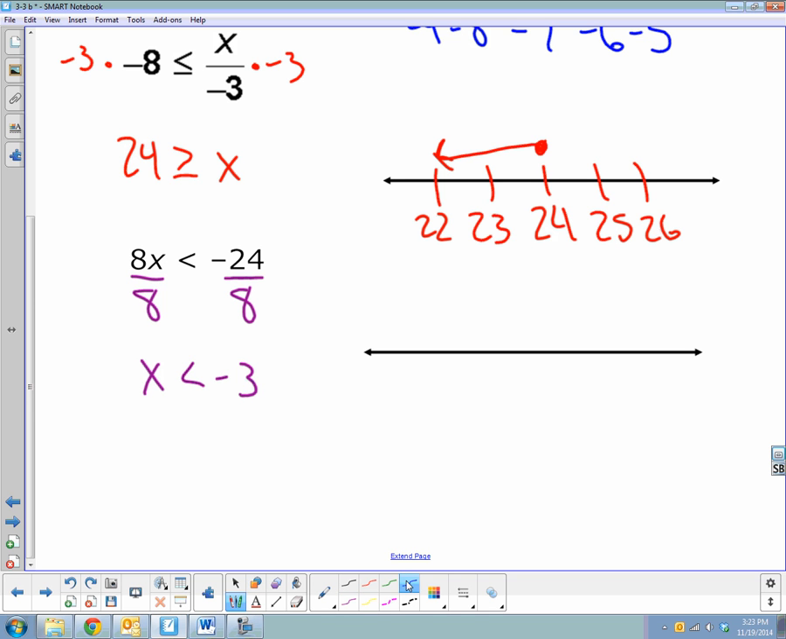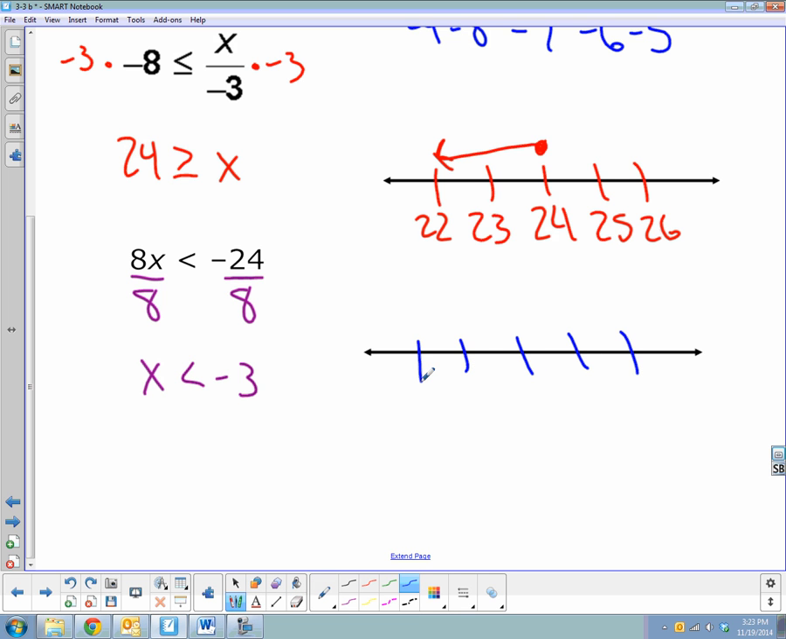Just to double check, let's see what happens. Pick a number less than negative 3. I'm going to go with negative 10 again because that's easy to use. Negative 10 is less than negative 3. 8 times negative 10 is negative 80. Negative 80 is less than negative 24. So it does work. And so what I wrote down here is correct. I checked it. It does work. And so I'm going to graph those solutions.